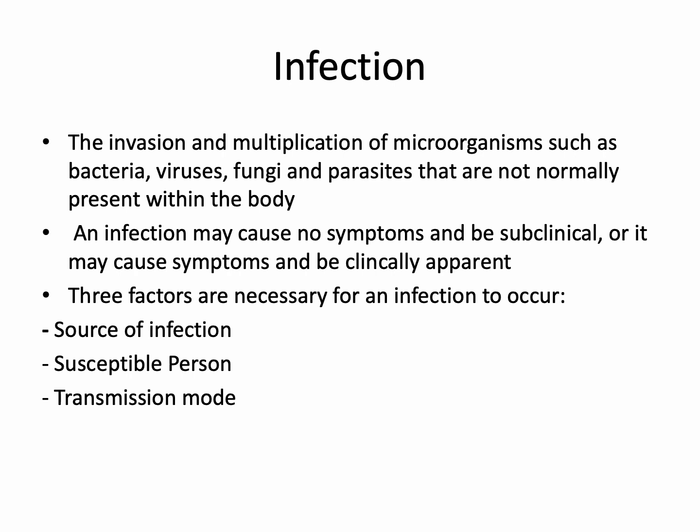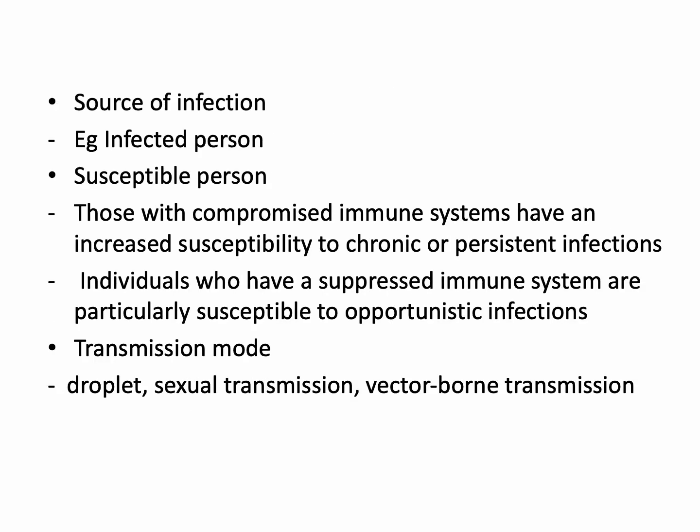Three factors are necessary for an infection to occur: source of infection, susceptible person, and transmission mode. Example of source of infection is infected person or susceptible person. Those with compromised immune system have an increased susceptibility to chronic or persistent infection. Those individuals who have a suppressed immune system are particularly susceptible to opportunistic infection. Infection can be transmitted by droplet, sexual transmission, or vector-borne transmission.